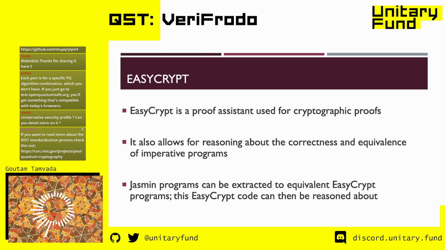And what makes it interesting is that the Jasmin compiler can automatically convert Jasmin code into equivalent EasyCrypt code. And so this EasyCrypt code can be reasoned about within the proof assistant. Whatever guarantees you establish about the EasyCrypt code will also hold for the Jasmin code. And those guarantees will also be transferred into the assembly output that is produced by the Jasmin compiler.